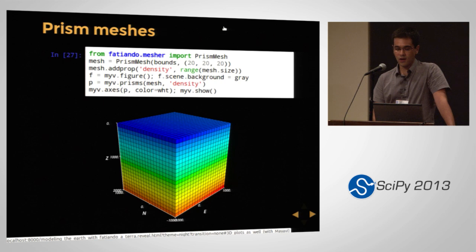Prism meshes are something that I use a lot for doing 3D inversion. For example, I can create a prism mesh, which I just give some bounds, which are the north, south, top and bottom, east and west. Give it a shape, and I can add physical properties to it as 1D NumPy arrays. And then I can just call the MYV prisms on the mesh. This mesh behaves as a list of prisms. It's not really a list of prisms because that would consume a lot of memory. So this generates prisms on the fly when you iterate over it.